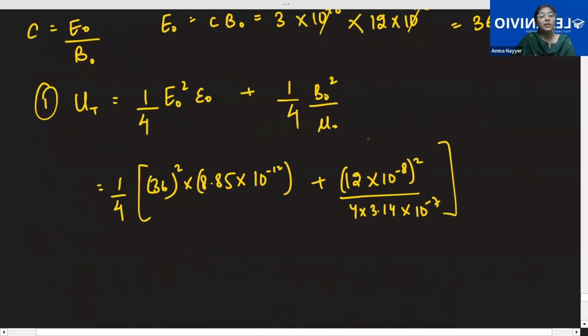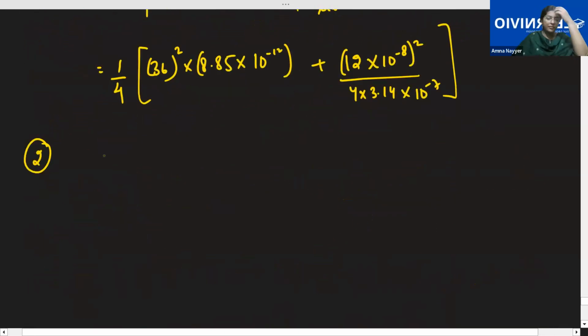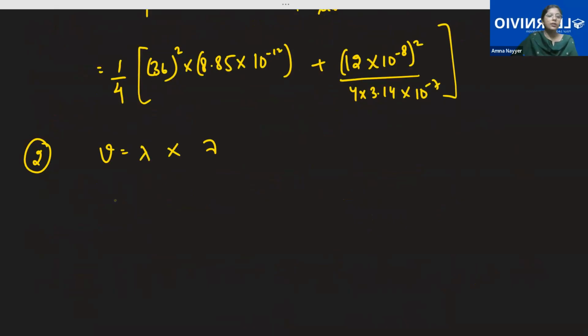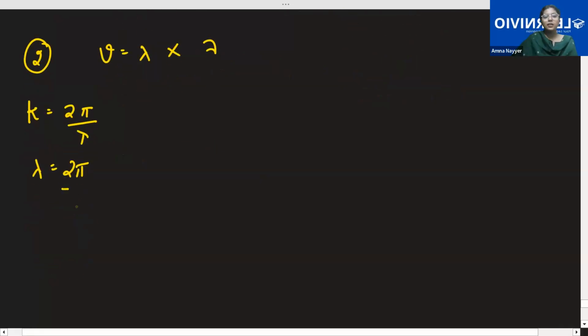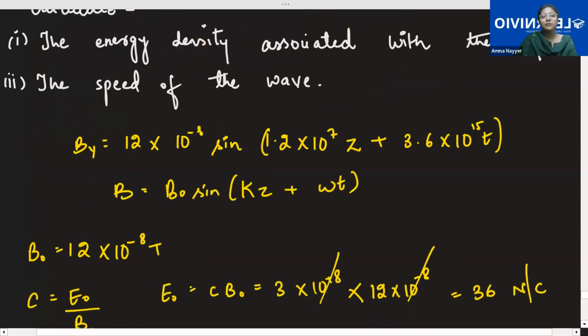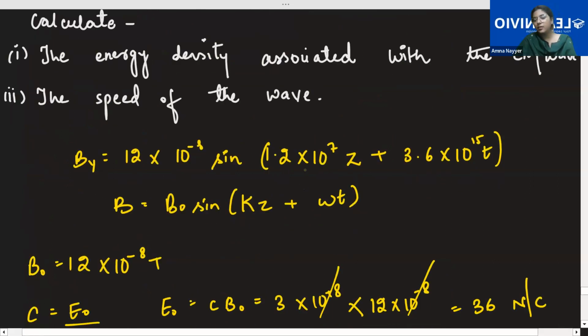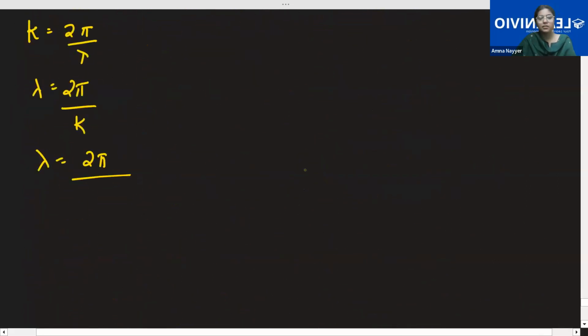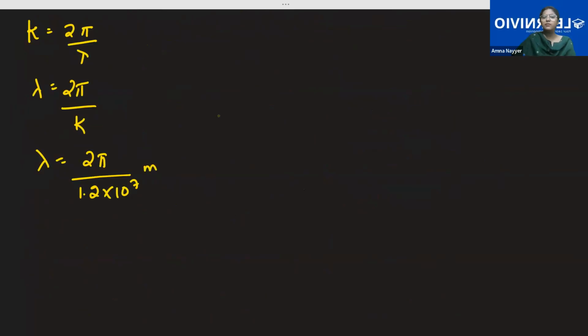The second part says the speed of the wave. For the speed of the wave, you should know the frequency multiplied by the wavelength. Now how will we calculate wavelength and frequency? See, k is equal to 2 pi by lambda, so lambda is equal to 2 pi by k. Now k is given, see this kz, 1.2 into 10 to the power 7. So this much meter will be the wavelength.